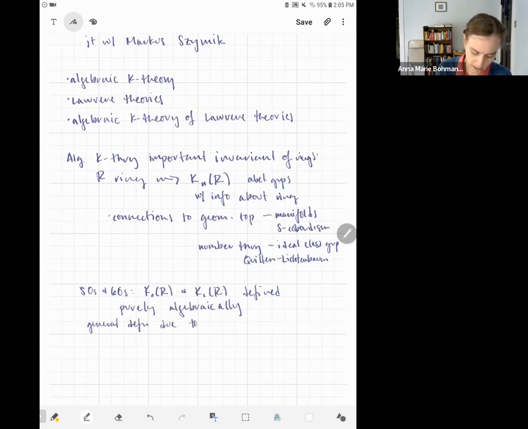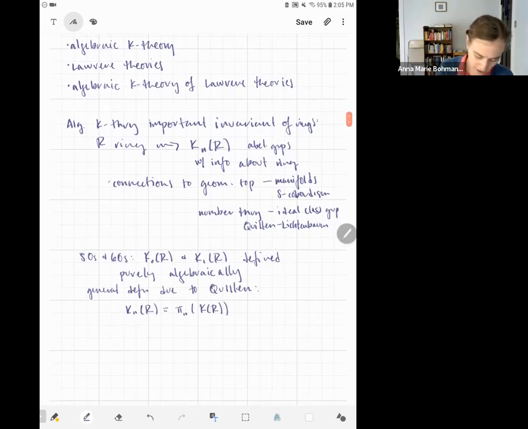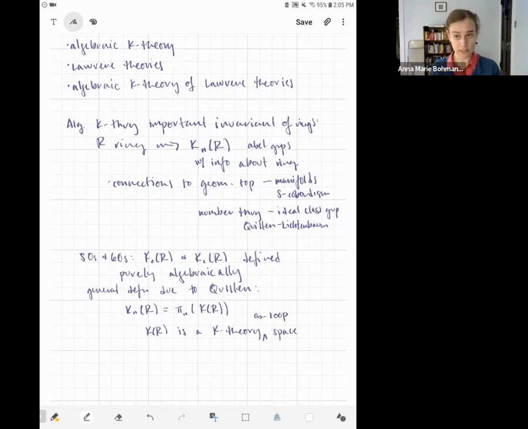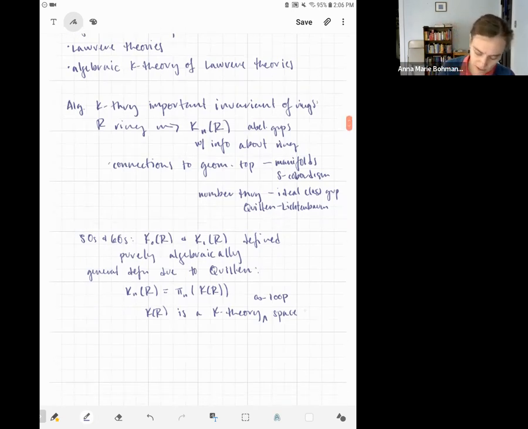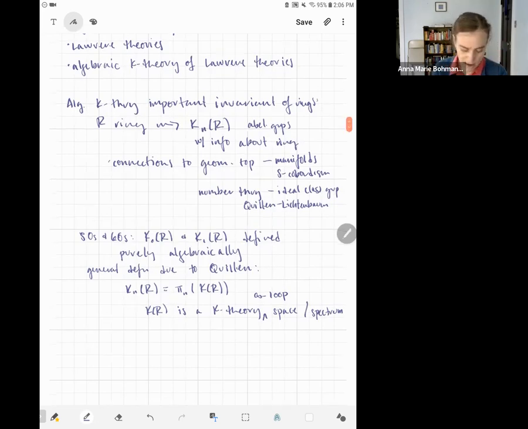The general definition due to Quillen says, how should you define these? You should say, well, Kn of R for your ring R is going to be defined as the nth homotopy group of some space, which we'll call K of R. Here, K of R is a K-theory space. And in fact, it's better than just a random space. This is in fact an infinite loop space, which means that this is a space that's n-fold loops on some other space for every different n. And such spaces are also the zero spaces of what are called spectra, which are the main object of study in algebraic topology and represent cohomology theories. So this is an infinite loop space, or maybe we'll call it a spectrum. Either way.